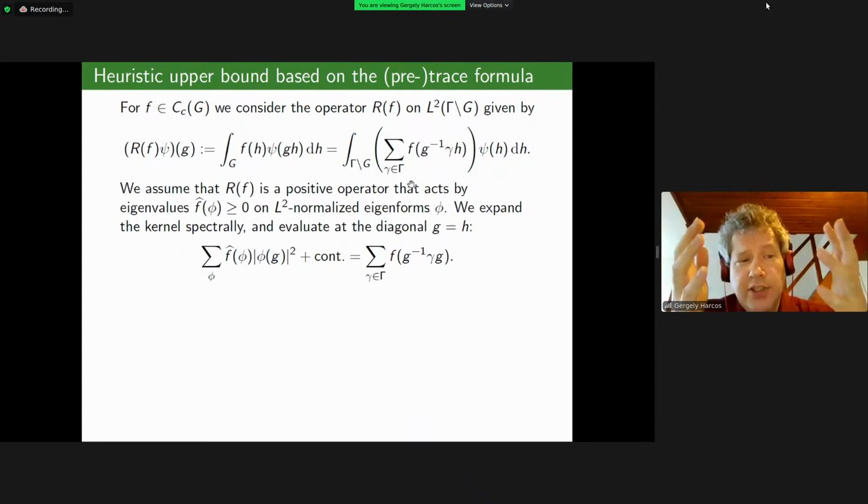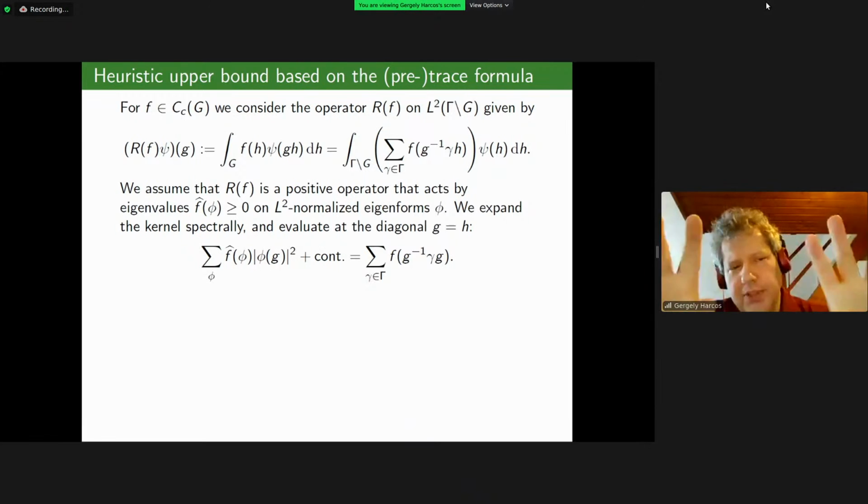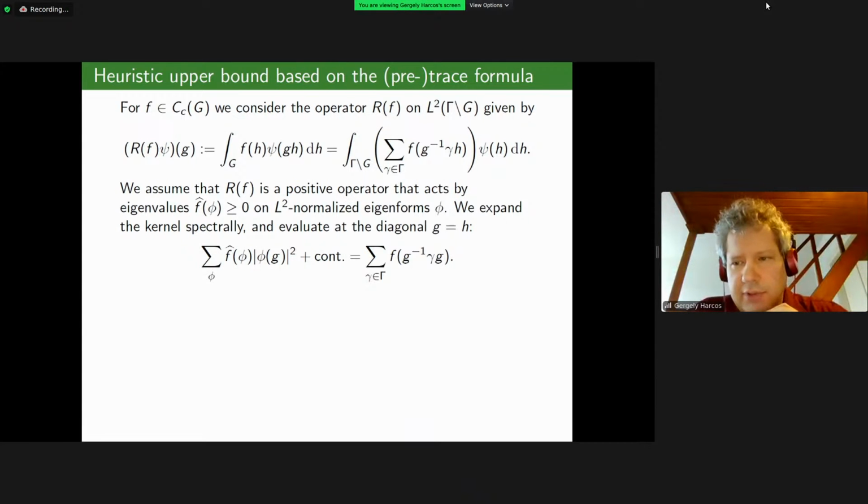And now for this heuristic reasoning, we assume that R_f is a positive operator that acts by eigenvalues that I denote by f hat of phi. It's not automatic that these eigenvalues exist, but let's assume we are in a situation where these eigenvalues exist, and then they are non-negative. And phi runs through an orthonormal system of normalized eigenforms.